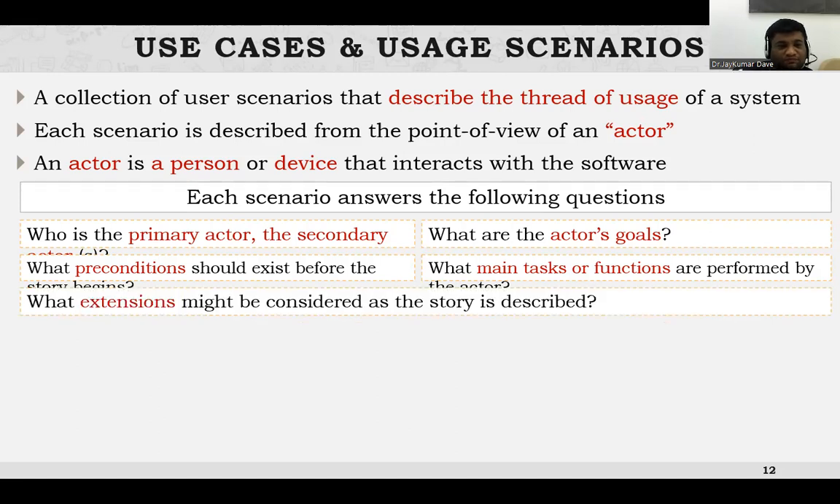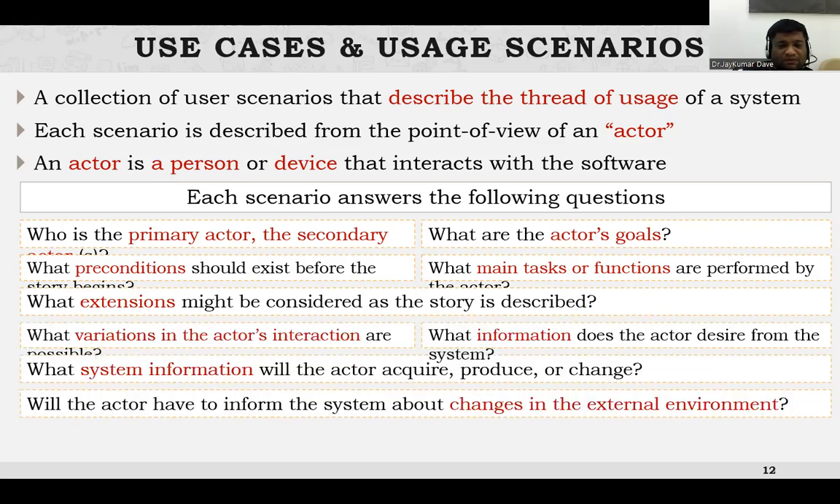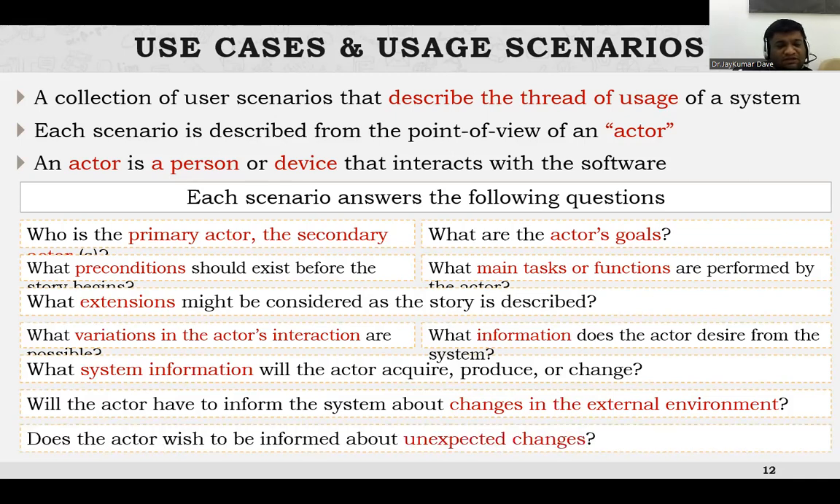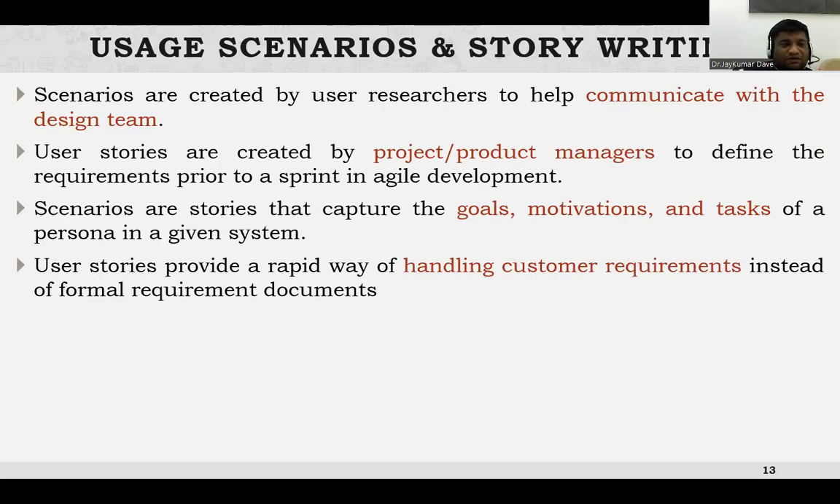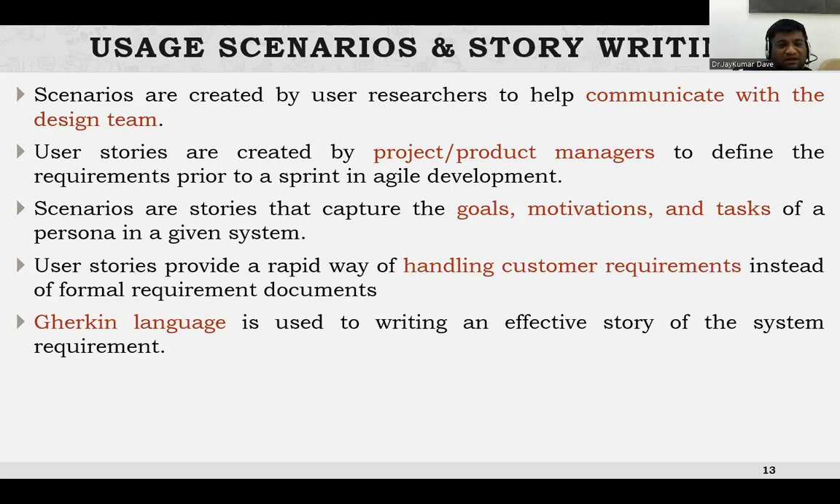Now moving further: what extensions might there be, considering the story described? There are several other points which, if you go through them, you'll find are pretty simple: what system information will the actor acquire, produce or change; what the actor has to inform the system about changes in the external environment; what information the actor desires from the system; and what sort of variations in the actor's interactions are possible. All these points are there. In addition, there is the question of whether the actor wishes to be informed about unexpected changes or not.